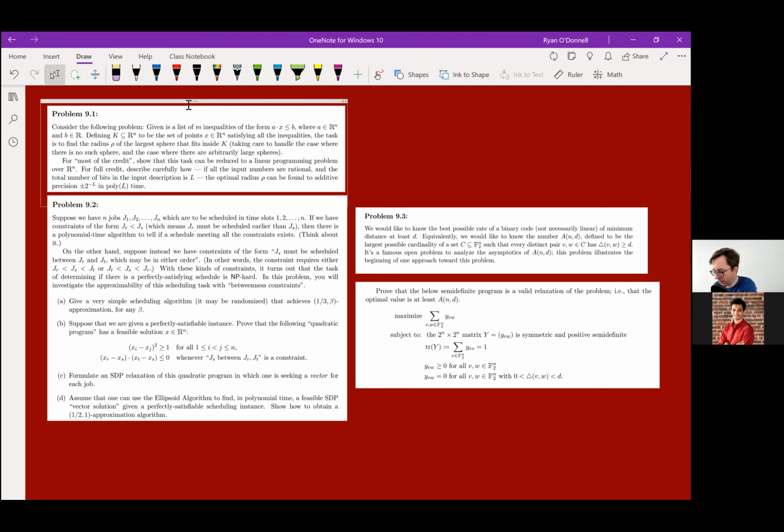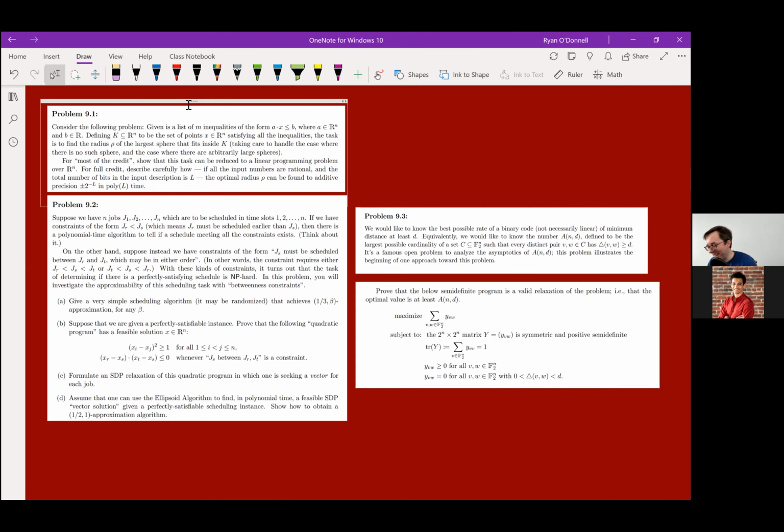I think A and B were relatively simple, but in C, finding the SDP relaxation, I was kind of struggling to show how part B ended up being equivalent to a matrix SDP constraint. Okay, let me reread it, because I haven't looked at it since I wrote it.